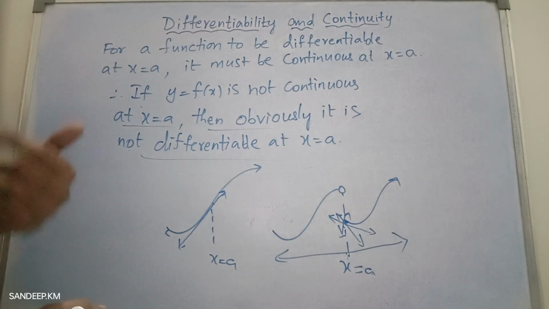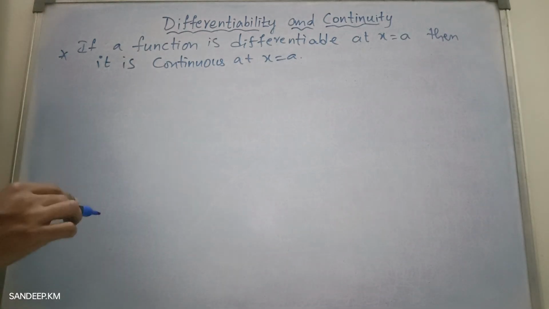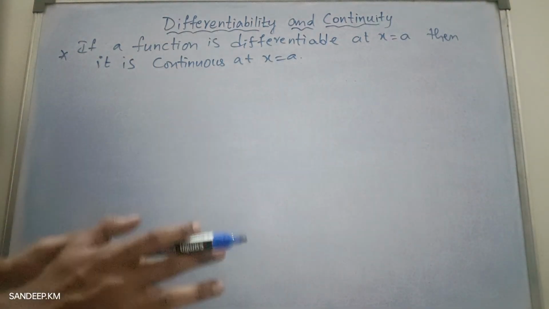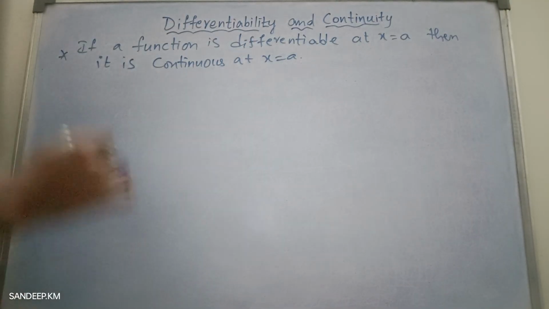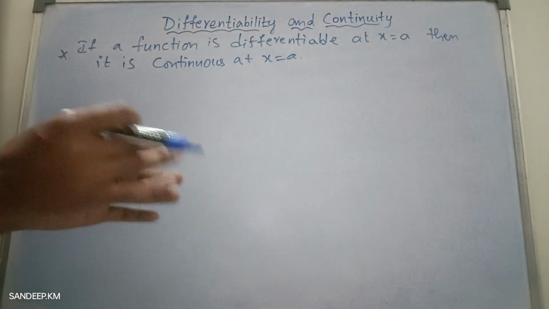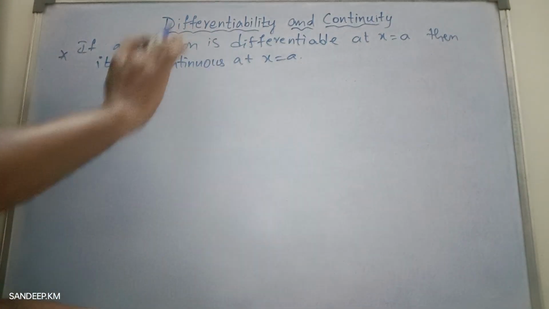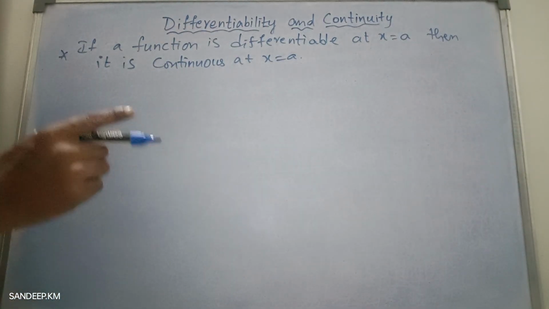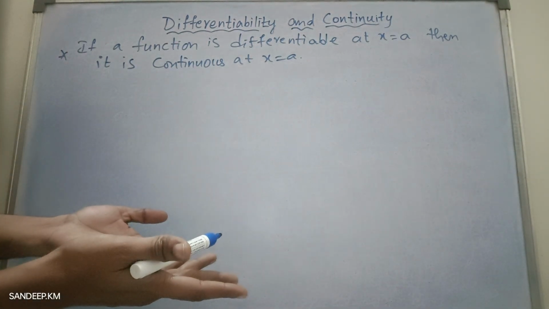Now next, let us see what is next. Look at this particular point. If a function is differentiable at x is equal to a, then we can guarantee that the function is continuous at x is equal to a. Remember, if the function is differentiable at x is equal to a, it is continuous at x is equal to a. Keep this in mind.